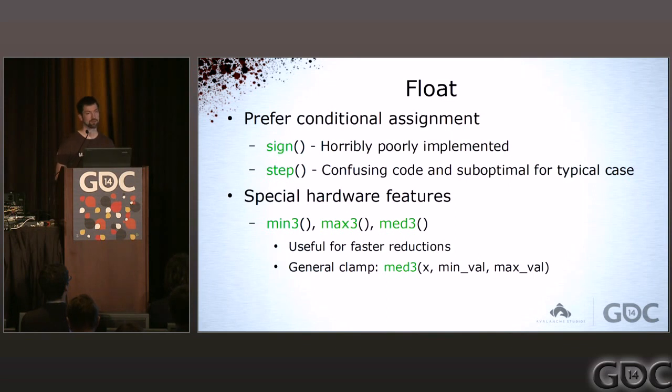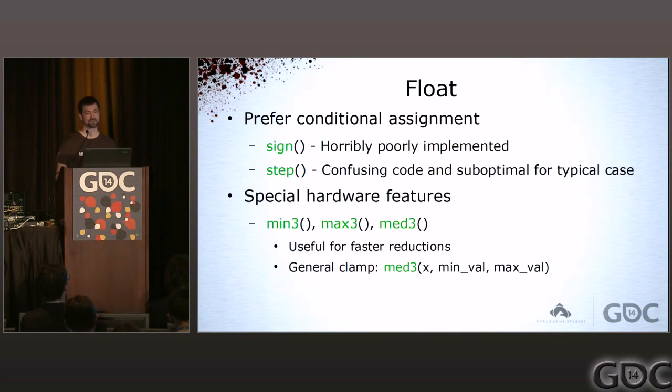Something I mentioned in my talk last year was that you should prefer conditional assignment over sign. This is something I'm repeating now again because it's a very important thing. The default implementation of sign is very poorly implemented. It's very slow. If you do conditional assignment, it's a lot faster. If you just check if x is greater than 0, then 1, otherwise minus 1, it's a lot faster. And similar with the step function, just do a comparison and then output the results.